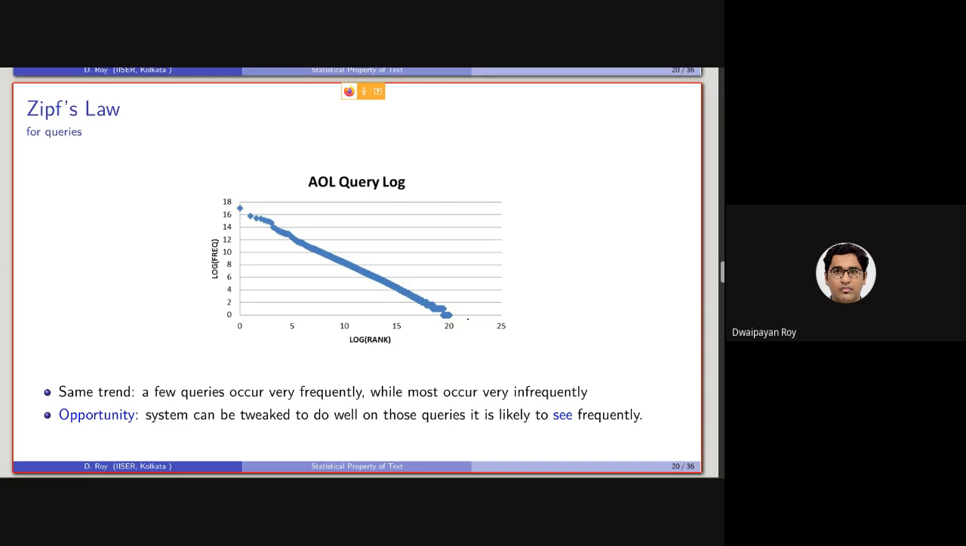From this observation, we can utilize this information to make the systems work better. We can tweak the system to do well for this. We can keep the results of these queries in a cache memory so that they can be answered pretty quickly. This kind of tweak can be performed by the retrieval model.